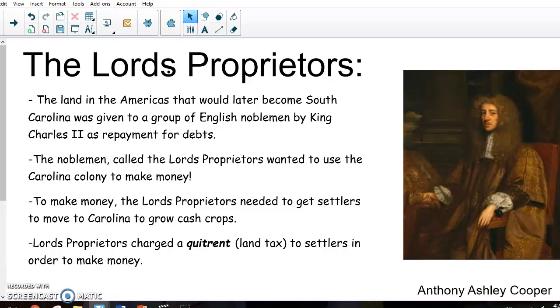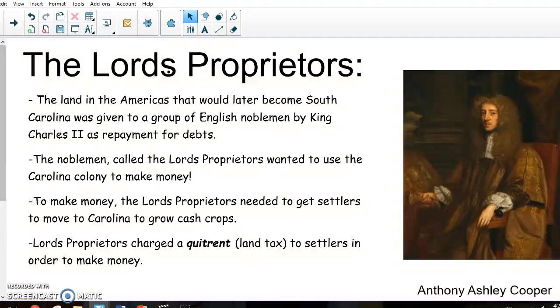And so, of course, this is just the pluralization, talking about all of these different Lord Proprietors, individuals. You can see Anthony Ashley Cooper on the right as being one of these significant people, even as far as his connection with John Locke, which we'll talk about. But let's just start off with some general information. Of course, it tells you that the land in the Americas that would later become South Carolina was given to a group of English noblemen by King Charles II as a repayment for debts.